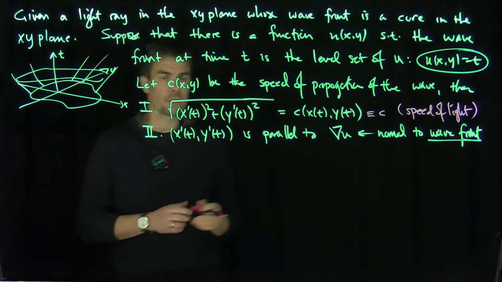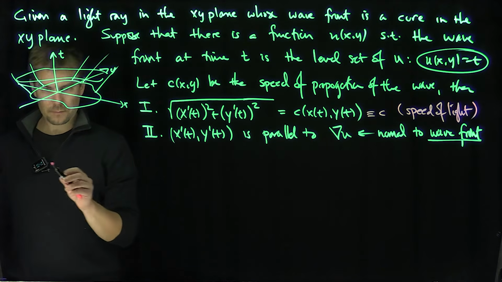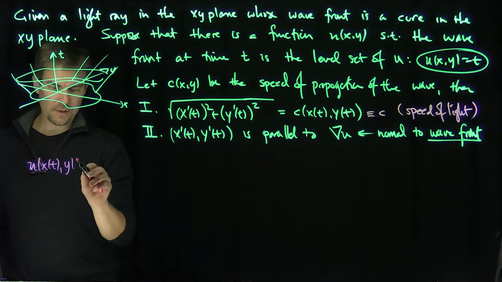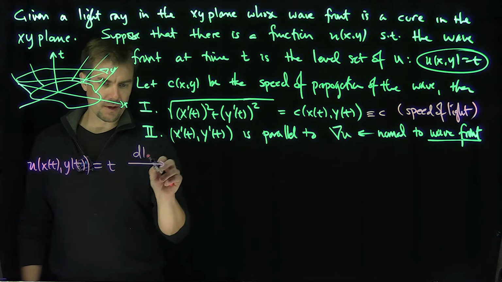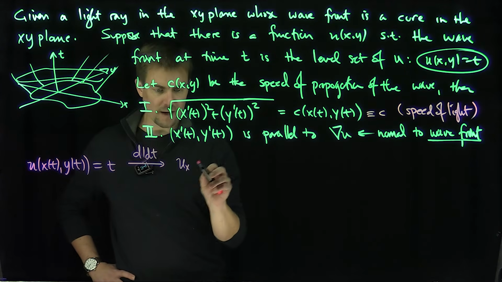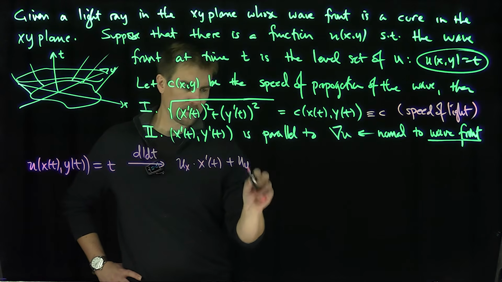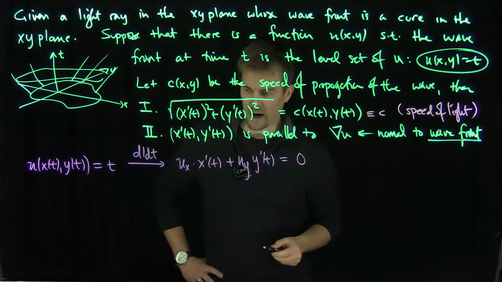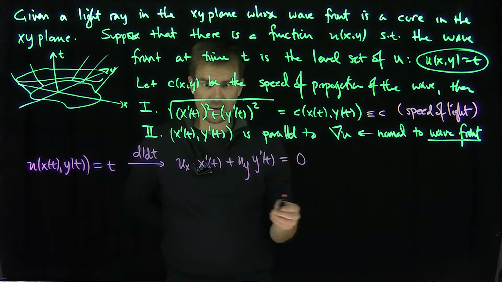And so now, what do we want to do? We're going to plug in the light curve into the level set. So now if I look at u of x of t, y of t, that's equal to t. And if we take a t derivative of this thing, we're going to have, by the chain rule, u x times x prime of t, plus u y times y prime of t is equal to 1, right? But what is this? This is just the gradient of u, right?